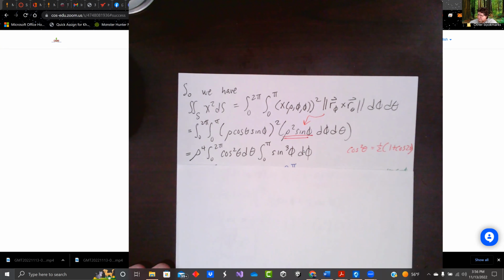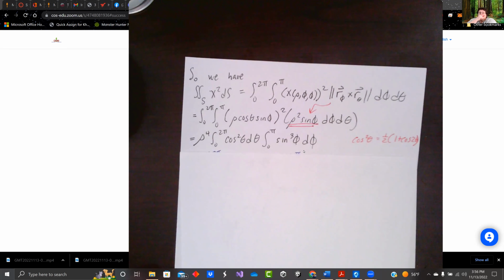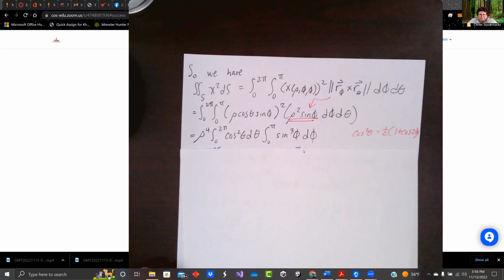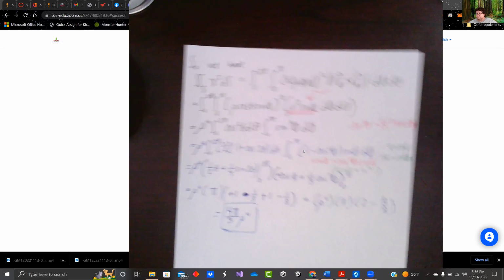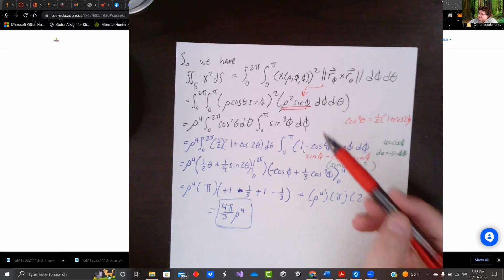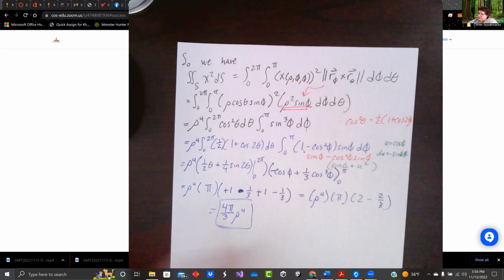And multiplying and separating everything out. Rho isn't being integrated, so I just factored it out. And the rest is solving this problem. So once you've got it down to cosine squared theta and sine cubed phi.